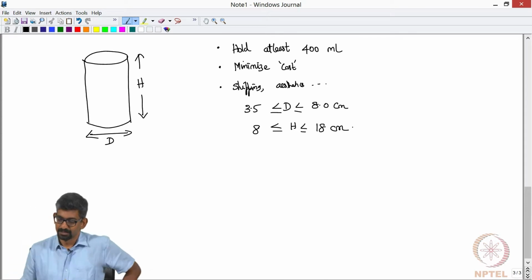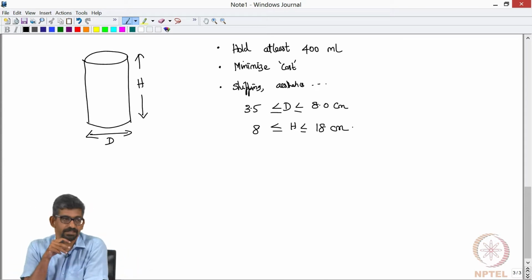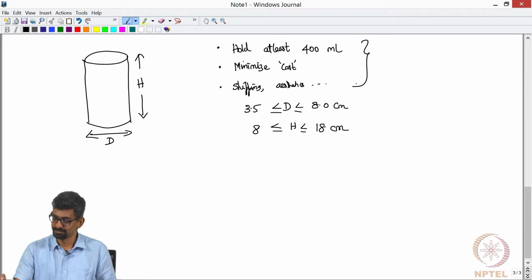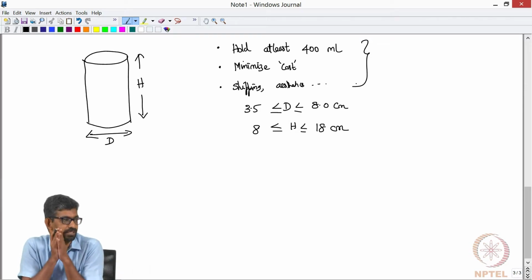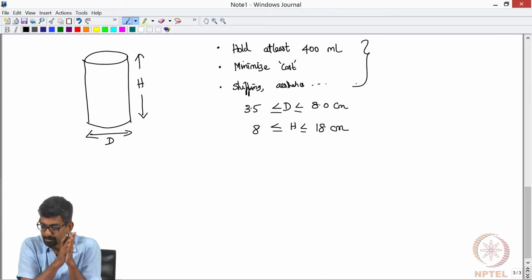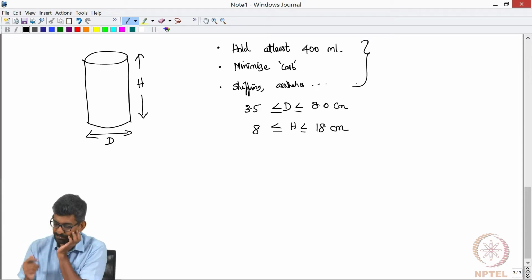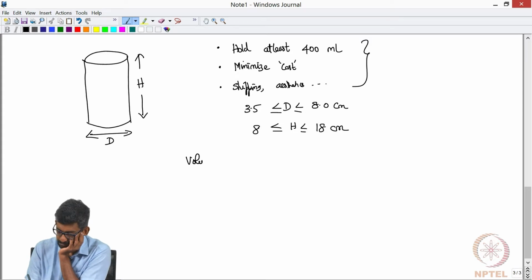Now, how will you cast this mathematically? How will you convert these stuff that I have given you into a mathematical sense? When you say hold at least 400 ml, what does that mean? Volume of this guy. So, let us first write what that is. So, volume.